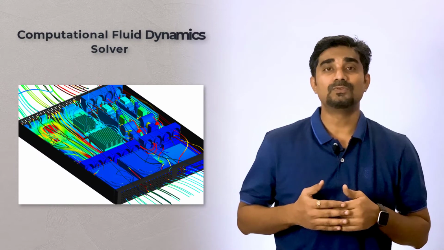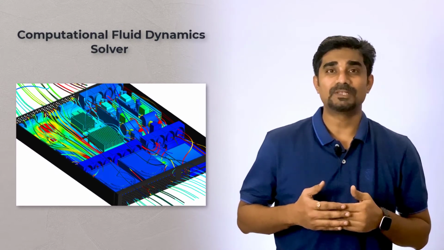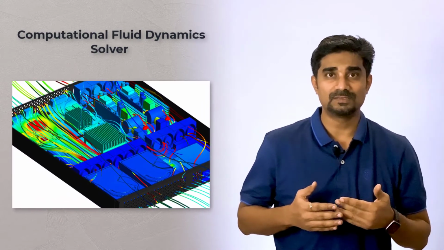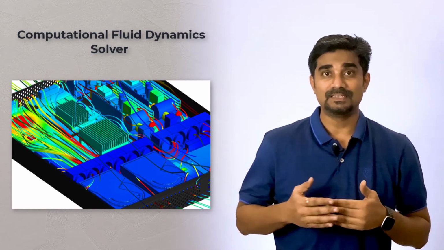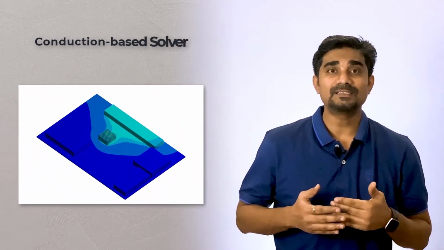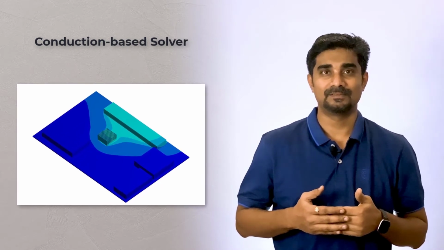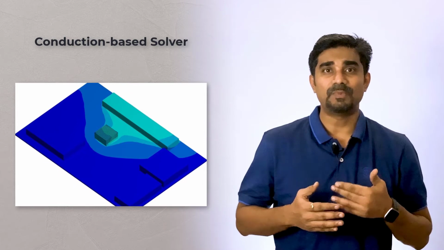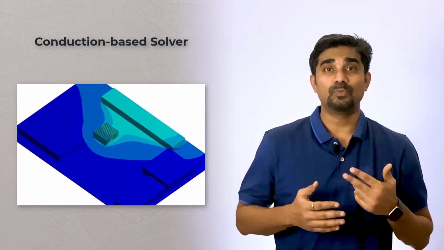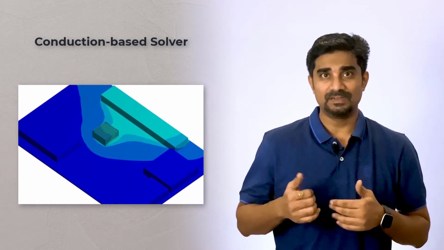One way is to use a Computational Fluid Dynamics solver. It solves fluid flow and energy equation in the fluid as well as in the solids. The other way is to include convection within a conduction-based solver. It is a simplified method that treats convection as a boundary condition controlled by two parameters, film coefficient and bulk temperature.